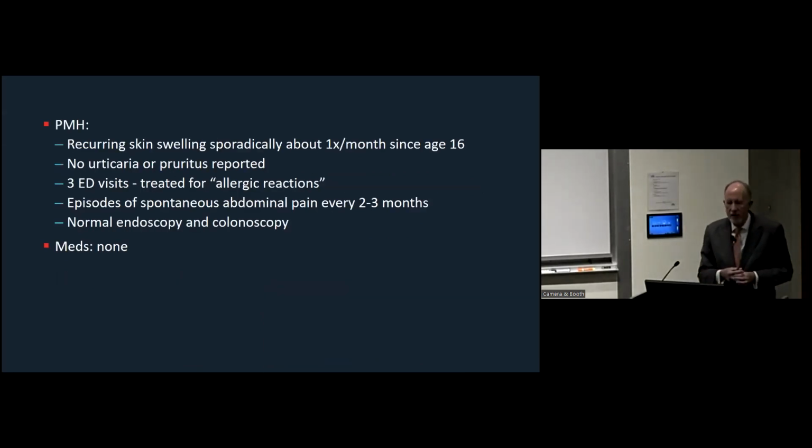She reports having recurring skin swelling about 1 time a month since she was 16, so the last 10 years. She's not had any urticaria or pruritus associated with these episodes. She's had 3 ED visits, and she's been treated and told that she had allergic reactions each time. She's also had spontaneous, unexplained abdominal pain, which occurs every 3 months or so. Every time she's been evaluated for that abdominal pain, everything has been normal, including a normal endoscopy, colonoscopy, and abdominal CT. She's not on any medications.